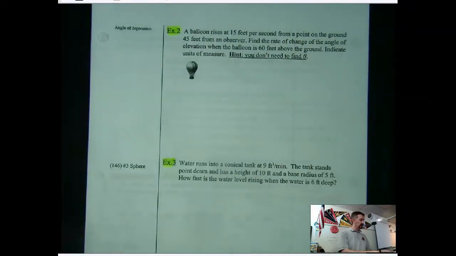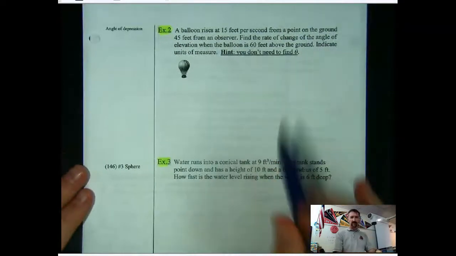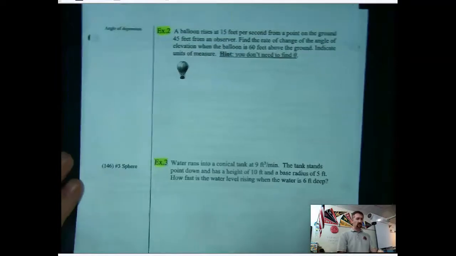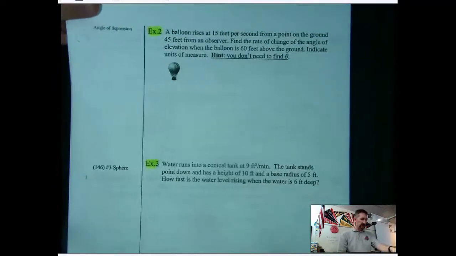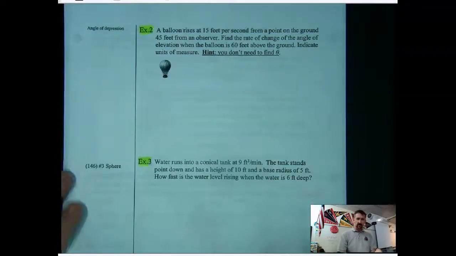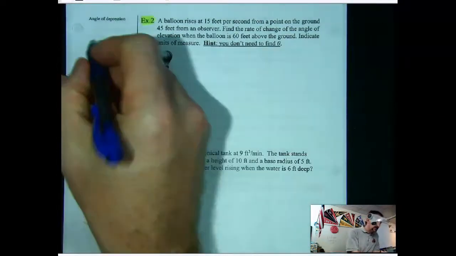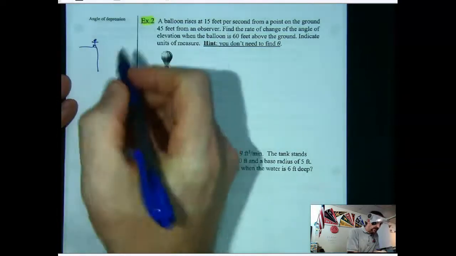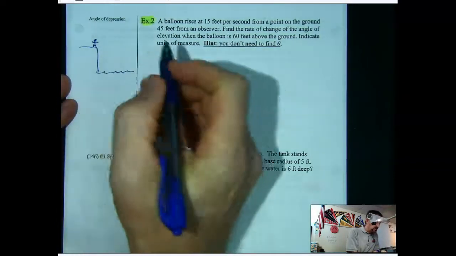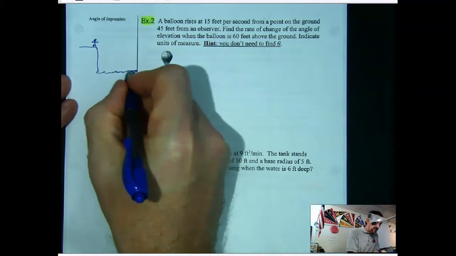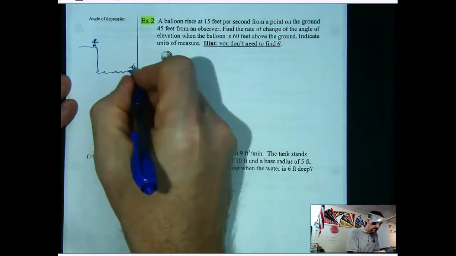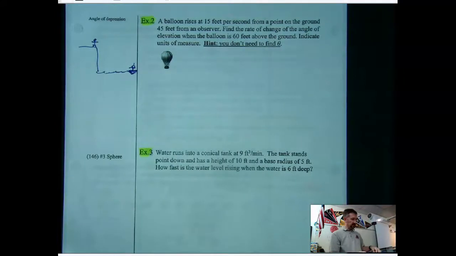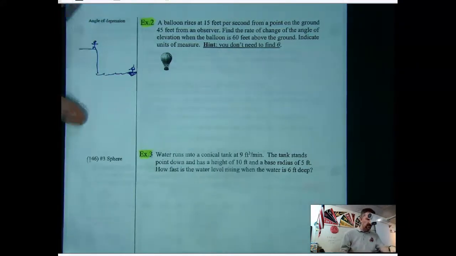Angle of depression and angle of elevation. So this question is about the angle of elevation, but we may be asked about angle of depression, and students get that wrong a lot. So I just want to go over that really quickly. So if we had a person standing on the side of a cliff, and down here there was water, and there's a boat out there, they would say that that person is looking down at a boat at a 30-degree angle of depression.